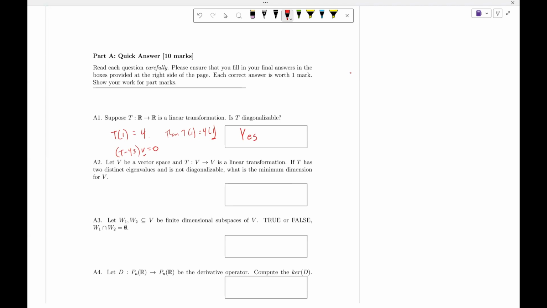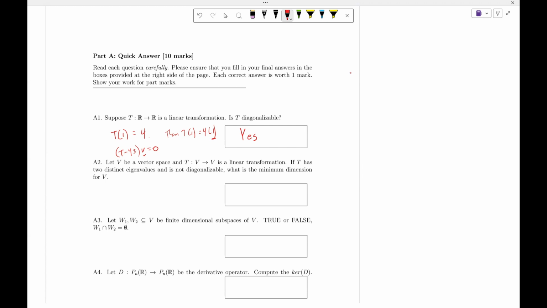How could we extend this? Well, we could do R2 to R2. We could do R3 to R3. We could do C2 to C2, so on and so forth. But if we're going from R to R, we are diagonalizable. And for each different type of domain and range that we change to, we could have different answers, yes or no.